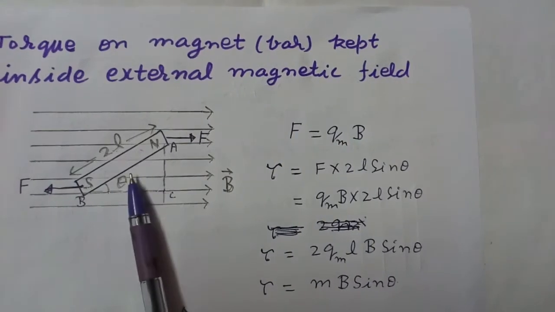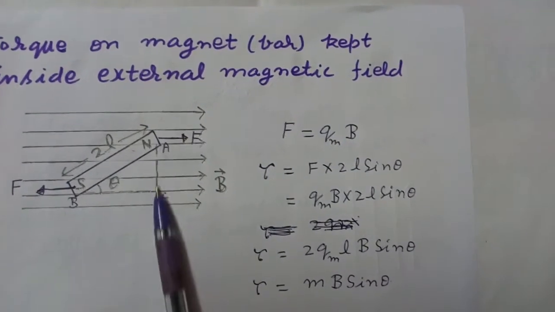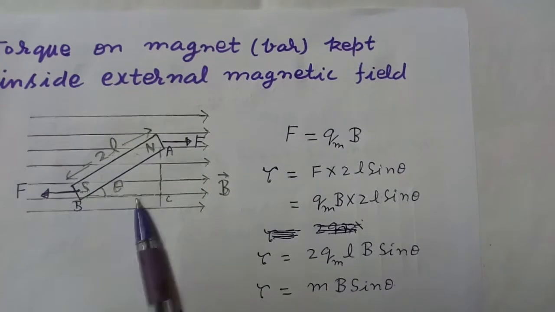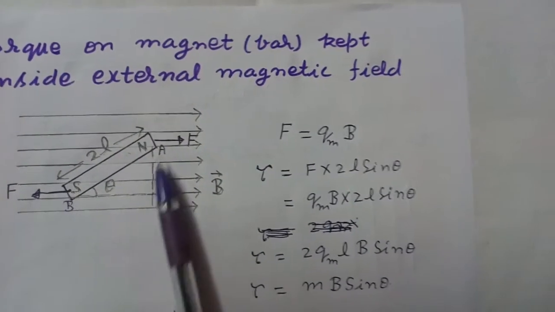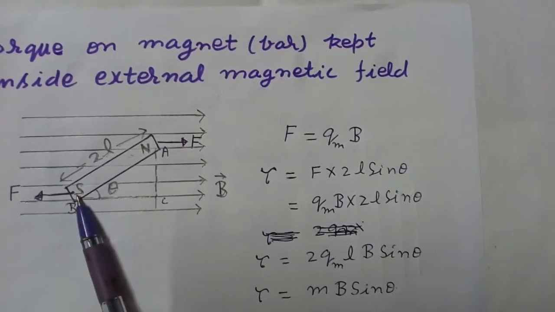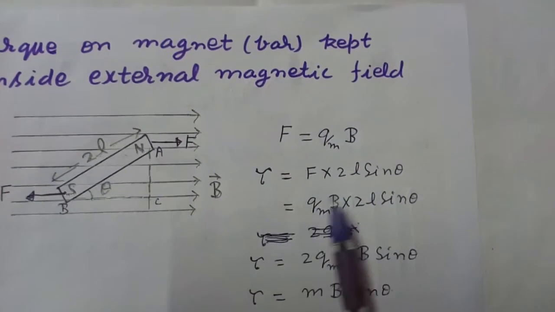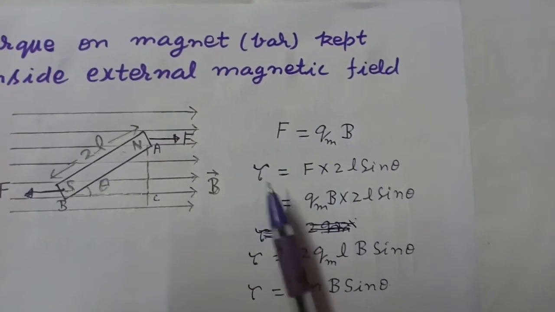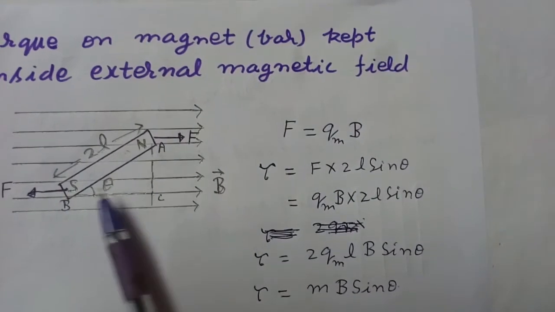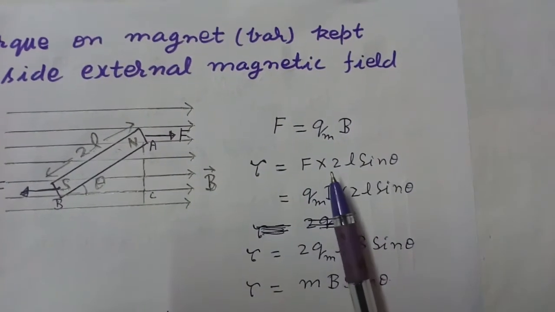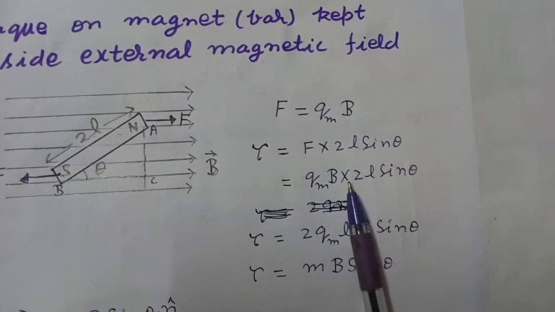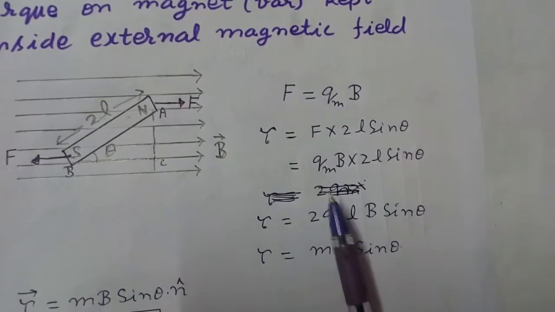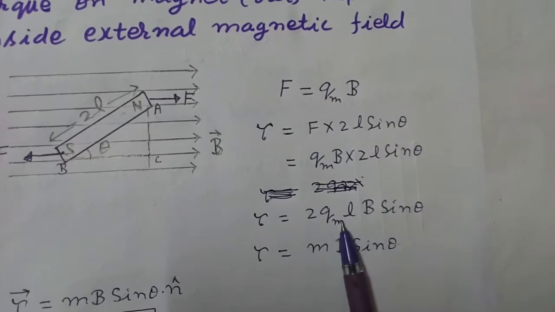See in this triangle ABC, this is AC. In this triangle ABC, sin theta is equal to AC upon AB. So AC is equal to AB sin theta, and AB sin theta is 2l sin theta. Now this torque is equal to force into the distance between the lines of action of the forces. So this is equal to F into 2l sin theta. This is equal to Qm into B into 2l sin theta. This is equal to 2QmL into B sin theta.